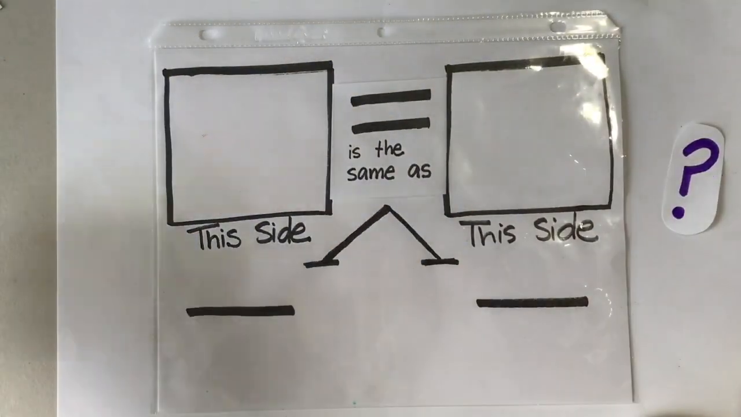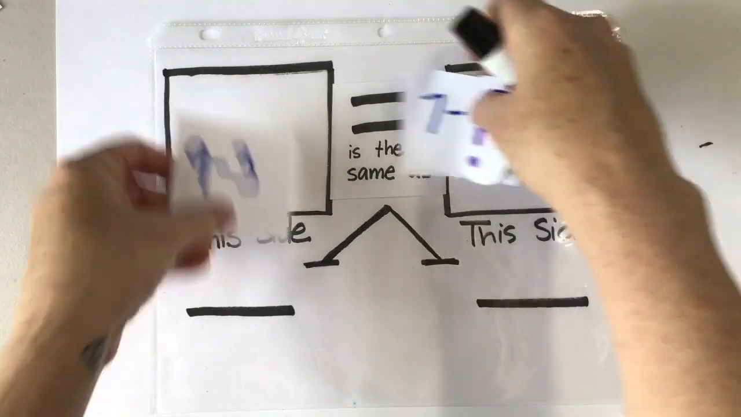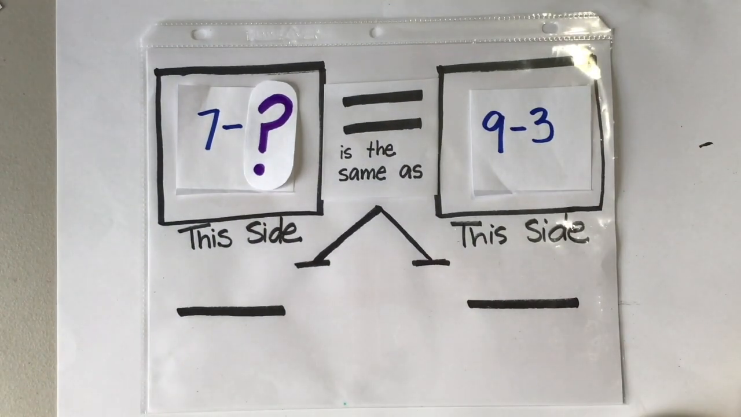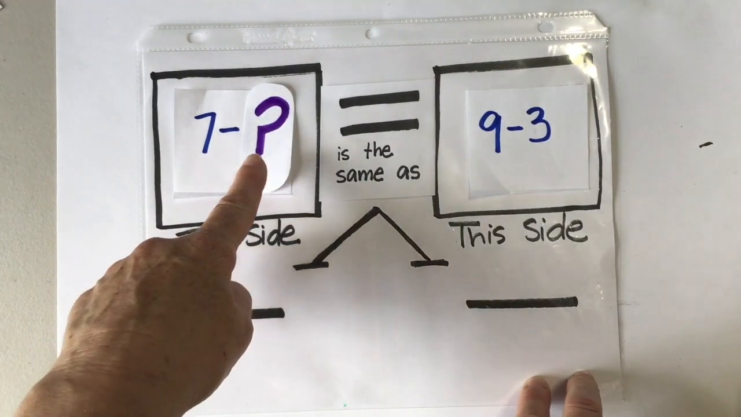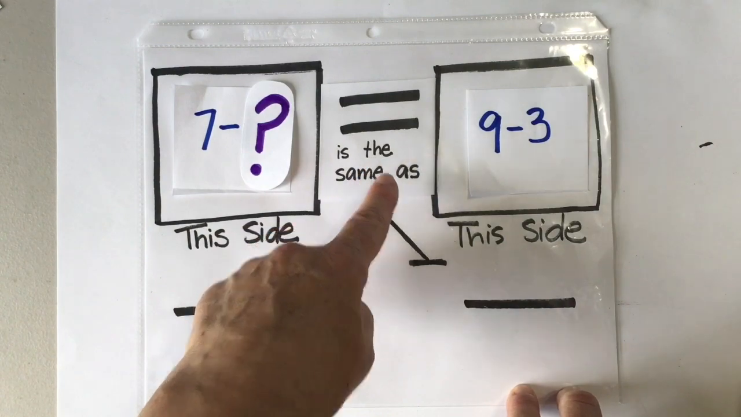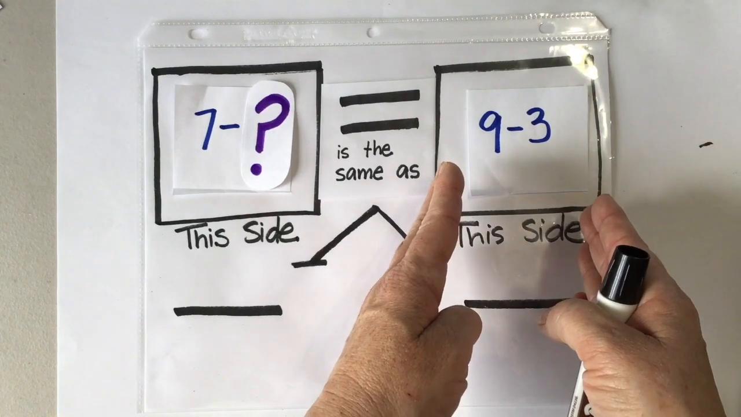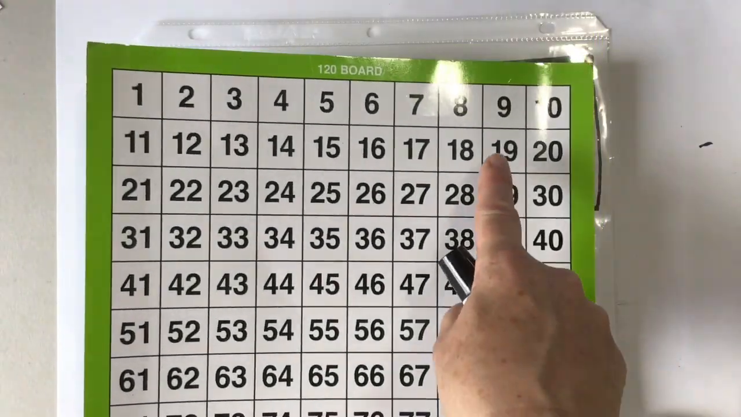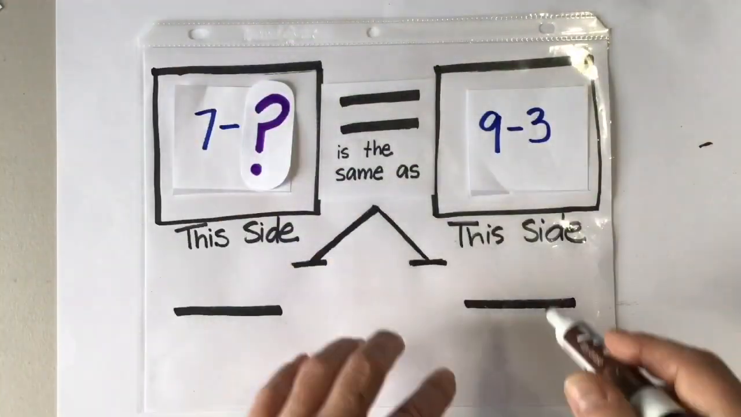Okay, let's do another one with an equation on both sides. We'll go this way. Okay, there we go. So right now, we read this: 7 minus something equals 9 minus 3. I already have all the information I need over here, so I'm going to solve this side. 9 minus 3. 1, 2, 3 is 6.